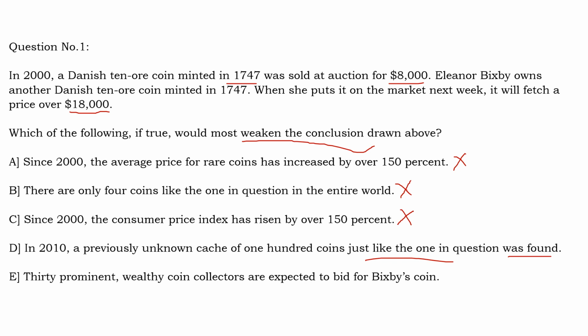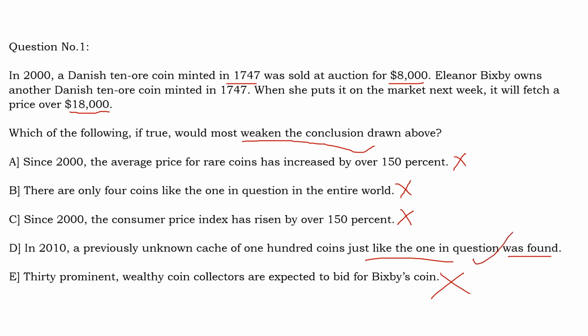Option E, 30 prominent wealthy coin collectors are expected to bid for Bixby's coin. So if there are a lot of wealthy people who are going to bid for it, definitely it is going to get a higher price. With the facts we have in the passage, if you read this along with that, then she is going to get a higher price for her coin. Since this statement is supporting the conclusion that she will get a higher price, since it is supporting our conclusion, it is not your answer.